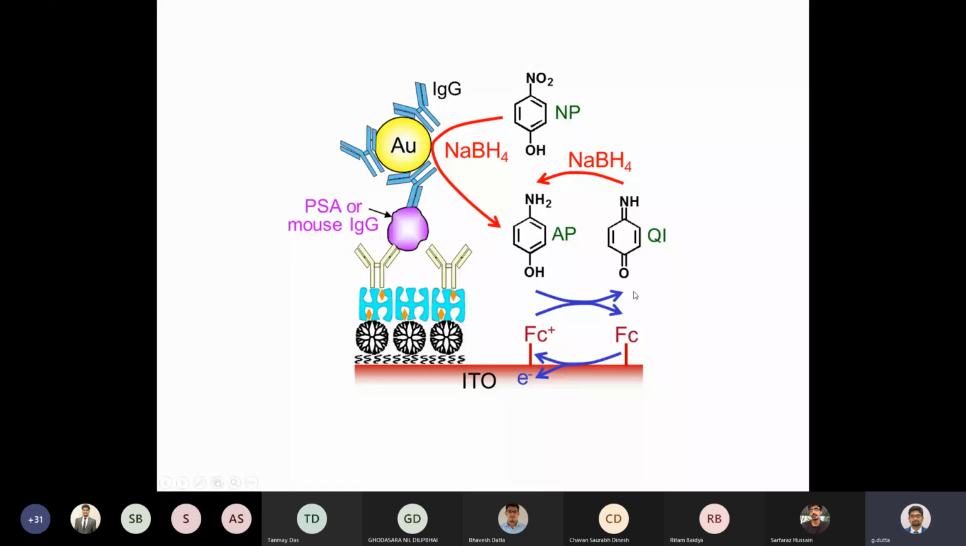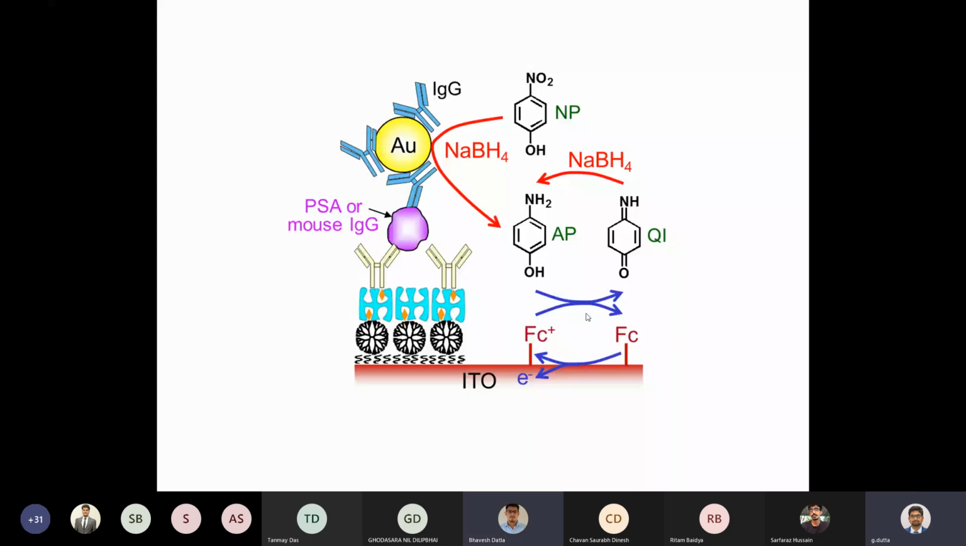So you can see that if we increase the target, we will get higher and higher current output, and we can predict the concentration of the target in the solution. This is just some preliminary idea I am giving you. I will discuss more details again. Okay, is it clear?